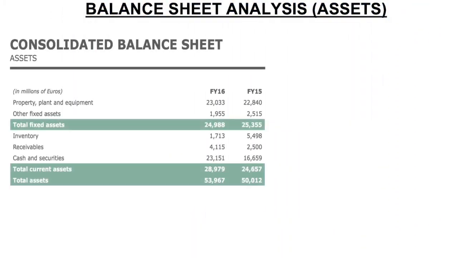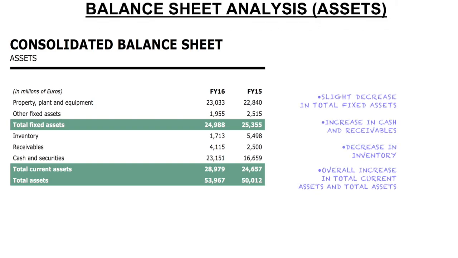Now let's take a look at IKEA's balance sheet. The total amount of fixed assets represent 46.3% of the total assets, which are divided into other fixed assets, and majority being property, plant, and equipment. The total amount of current assets represent 53.7% of the total assets, which are then divided into inventory, receivables, and mainly cash. All of these represent a total of 53,967,000 euros.